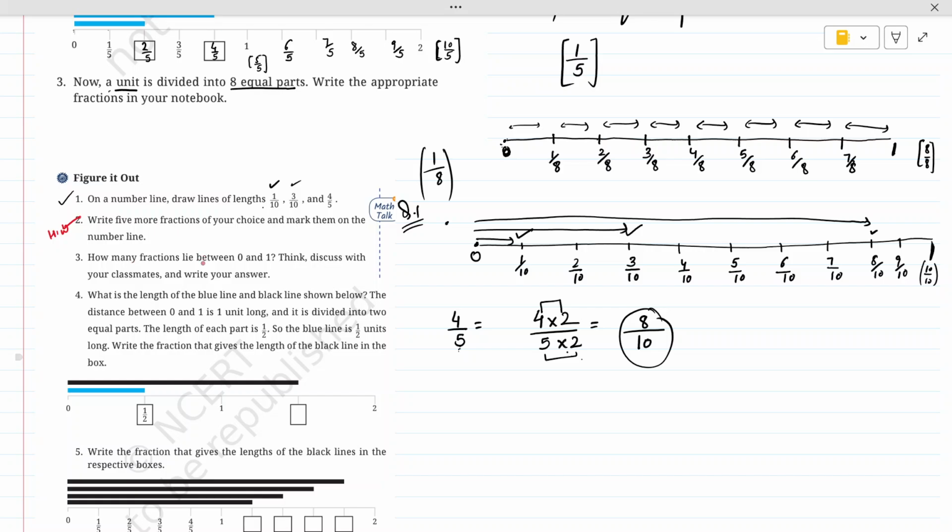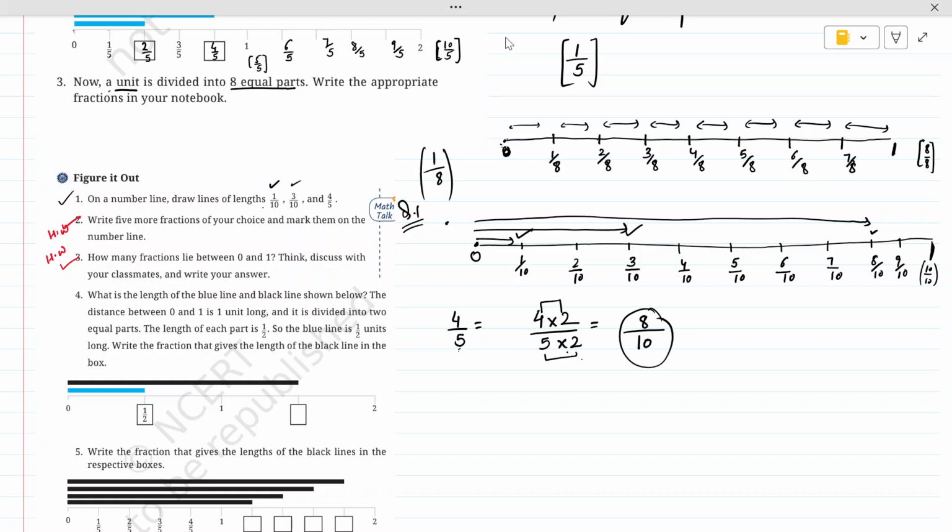How many fractions lie between 0 and 1? Think, discuss with your classmates and write the answer. So this question 3 is in continuation with question 2. After doing, you have to discuss with your classmates. Okay. So this is again homework for you. You can do and discuss it in the class.